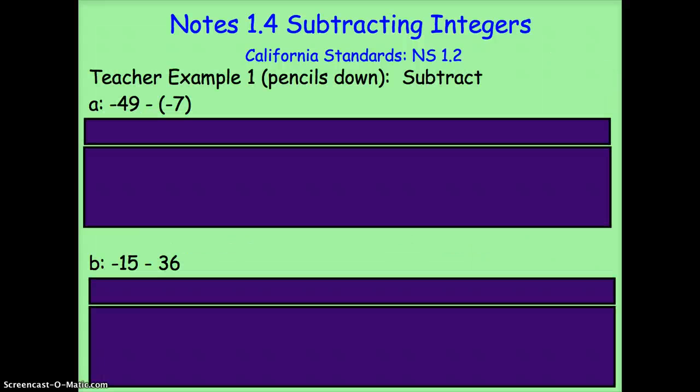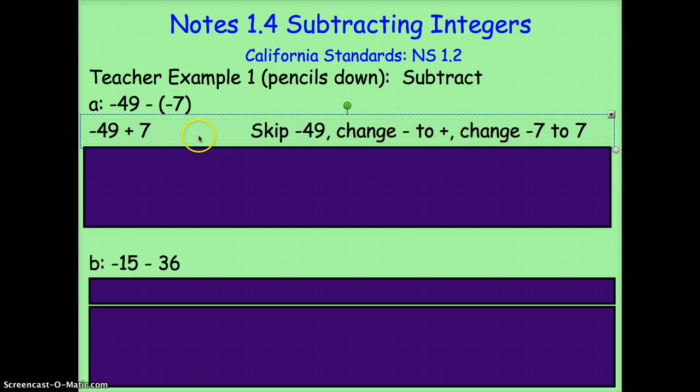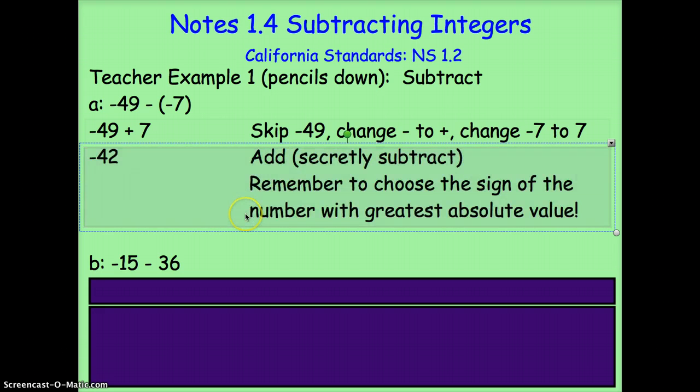Okay, let's take a look at our first teacher example, pencils down. The directions here say you need to subtract. So we've got negative 49 minus negative 7. Skip, change, change. Negative 49 stays negative. Subtraction changes to addition. And negative 7 becomes positive. And now it's a simple addition problem. We're adding a positive and a negative, so we're secretly subtracting. Negative 49 plus 7 is going to be 42, and the answer stays negative because negative 49 has a greater absolute value.